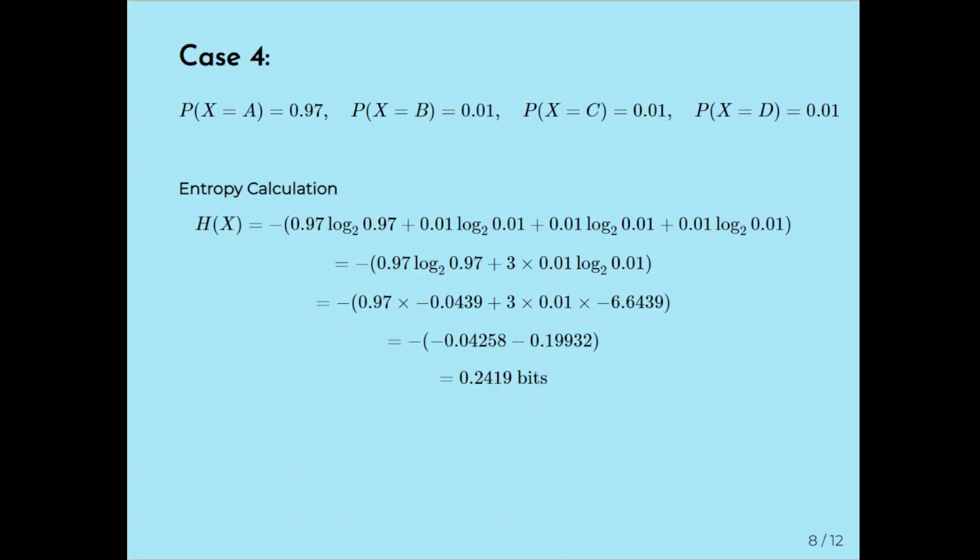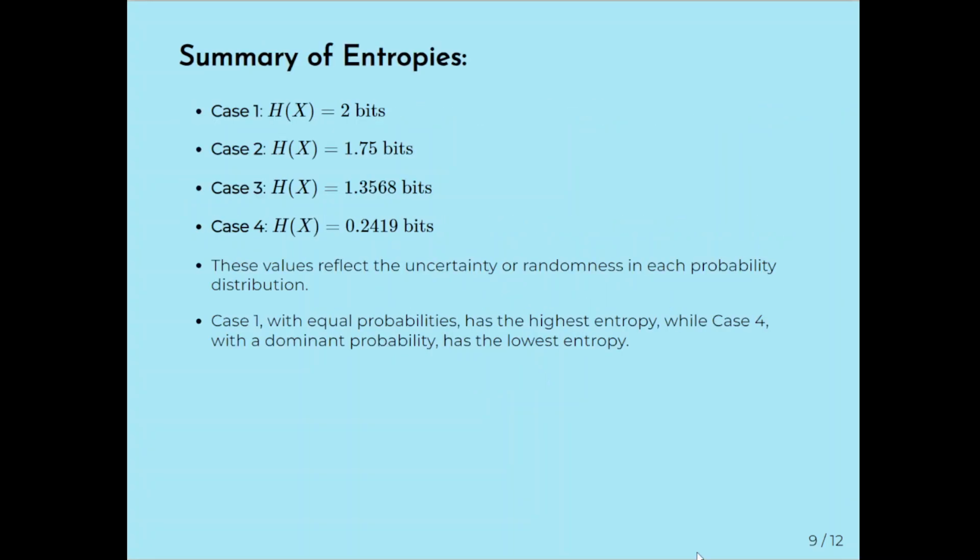Anyways, just to sum up, we have case 1, the entropy of x is 2 bits. Case 2, the entropy of x is 1.75 bits. Case 3, the entropy is 1.3568 bits. And in case 4, the last one there, we have 0.2419 bits.